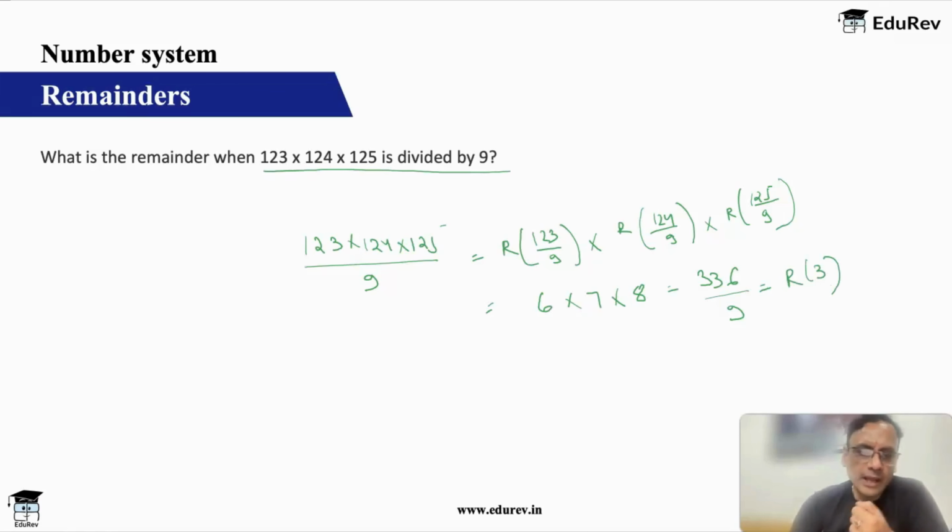Even here you may say that even this number 336 is large. And instead of taking positive remainders, why not take negative remainders? Which again is an excellent thing to do, because when the remainders are close to the divisor, it will make sense actually to take negative remainders. So instead of 6, I can say my remainder is minus 3 into minus 2 into minus 1. That's also fine.